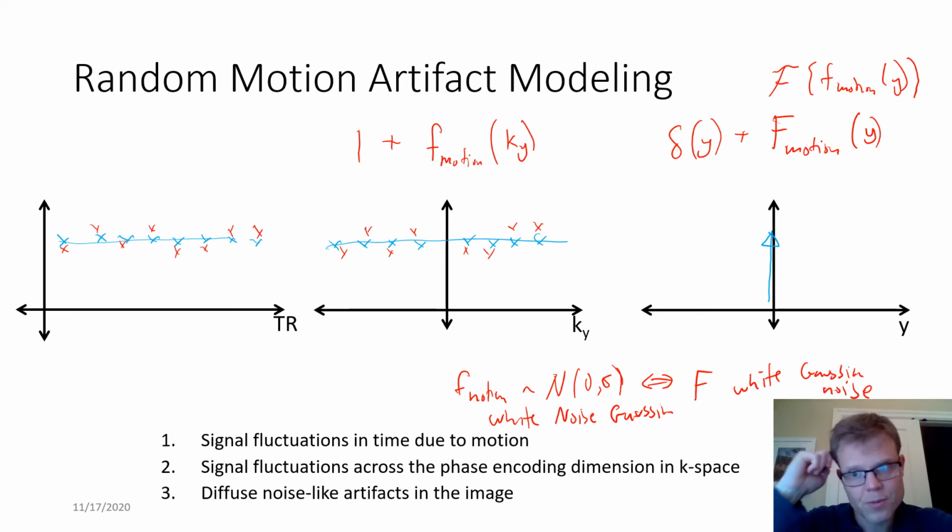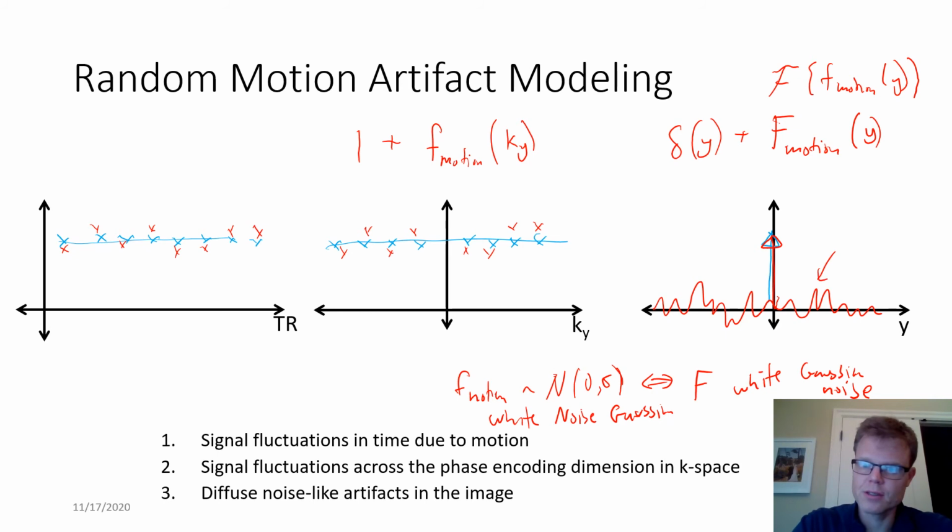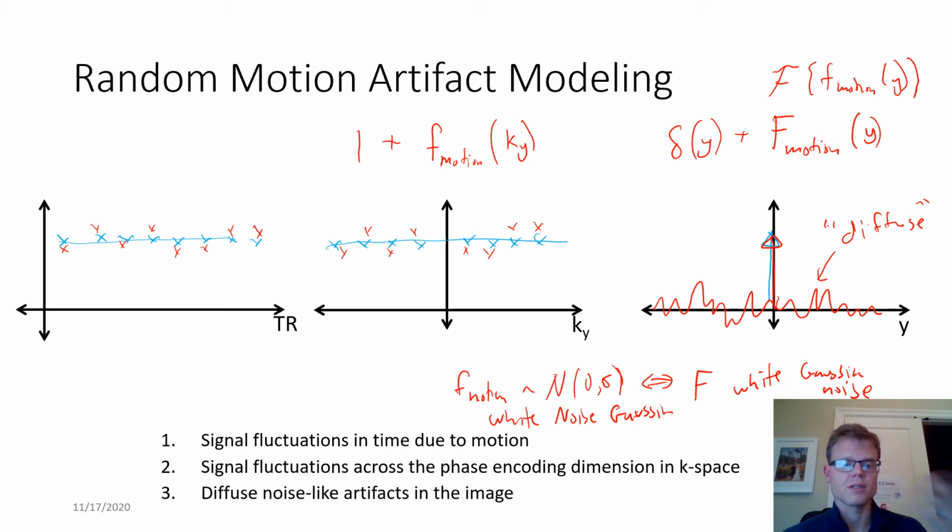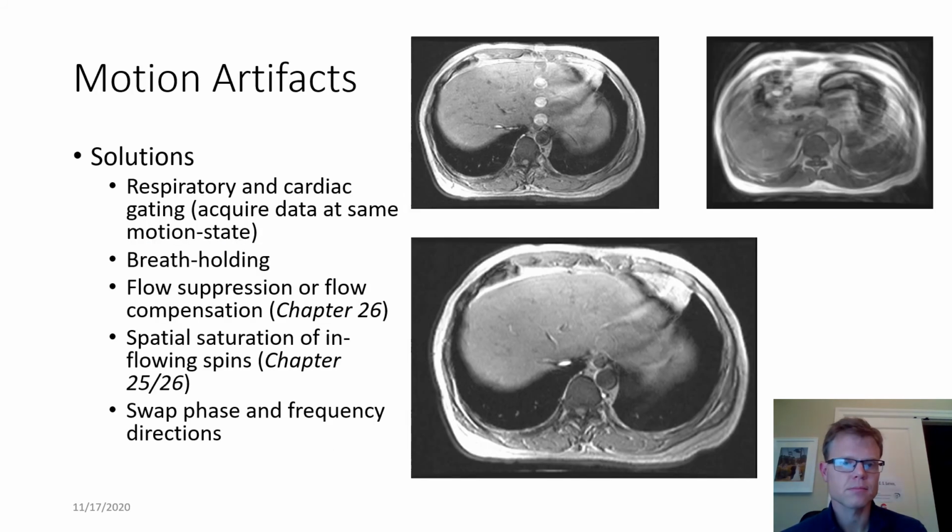So what does that mean? We'll get our original object here, but we're going to get some noise, and this is what we're referring to as this diffuse artifact here. And remember, this is happening specifically in the phase encoding dimension, because we're saying that motion is a problem in the longer time scales, so across the experiment.